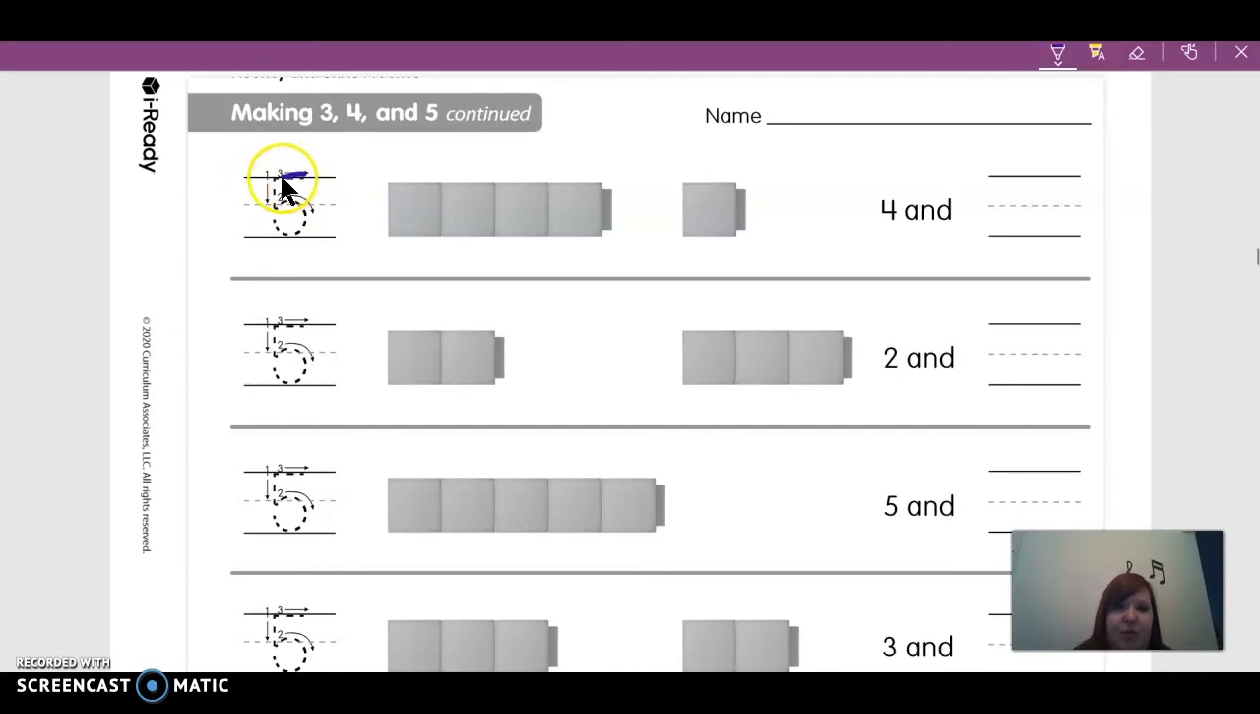All right, you should have traced the number 5. What's in our first part? 4. What's in our second part? 1. So we have 4 and 1 make 5. So what number should you have written here? 1.